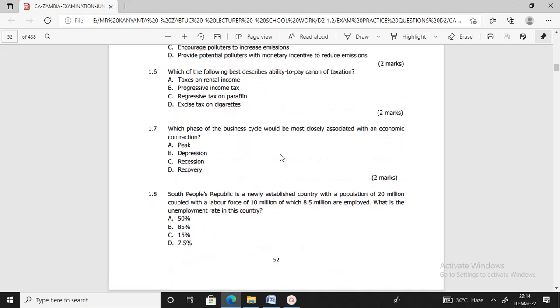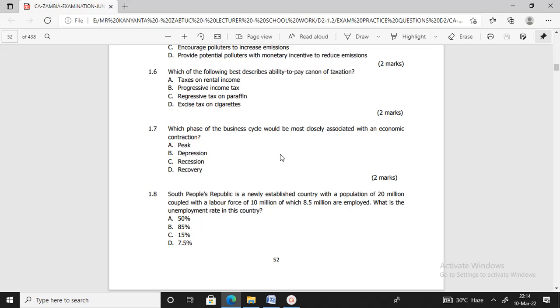1.8. South People's Republic is a newly established country with a population of 20 million, coupled with a labor force of 10 million, of which 8.5 million are employed. What is the unemployment rate? Unemployment rate is the number of people who are unemployed divided by the total workforce times 100%. The unemployed divided by total workforce times 100%.